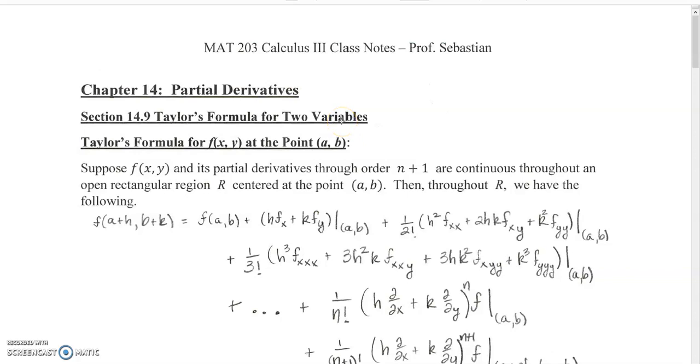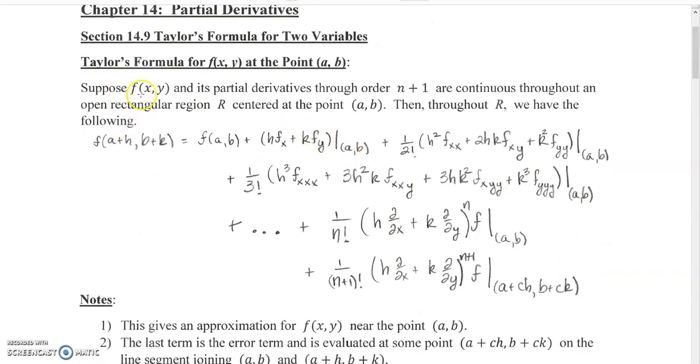Okay, so we all learned Taylor's formula back in Calc 2 for a single variable. So now we want to talk about Taylor's formula for a function of two variables. So for a function f of x y at the point (a, b). Suppose f of x y and its partial derivatives through order n plus 1, so all the partial derivatives, all the mixed partial derivatives, etc., through order the n plus first derivatives are continuous throughout an open rectangular region R centered at the point (a, b). Then throughout R we have the following.